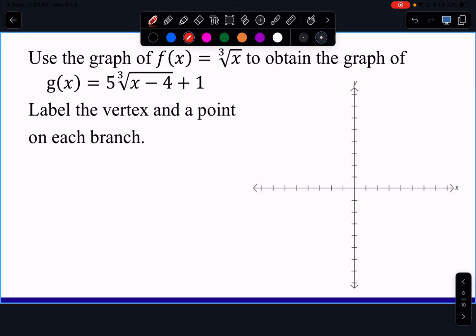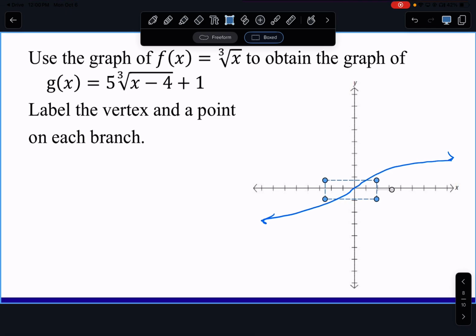Okay, the graph f of x, and this is a cube root graph. So I know that a cube root graph is going to be that wave, like that. All right, again, like that. I know that 1 cubed is 1, and negative 1 cubed is negative 1, so in general it should go through those 2 points. Okay.